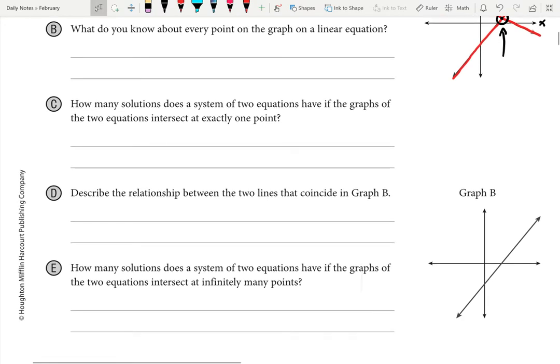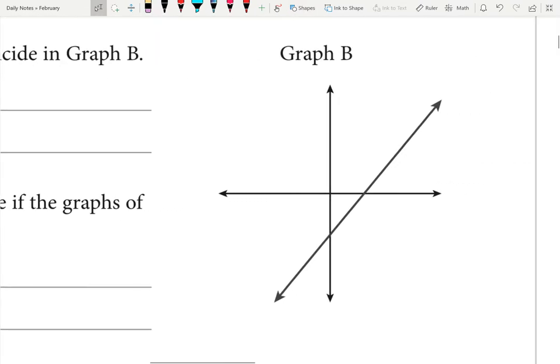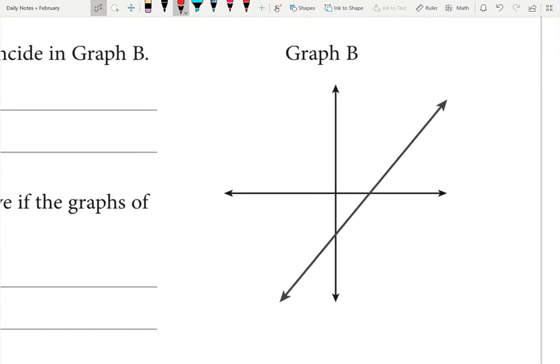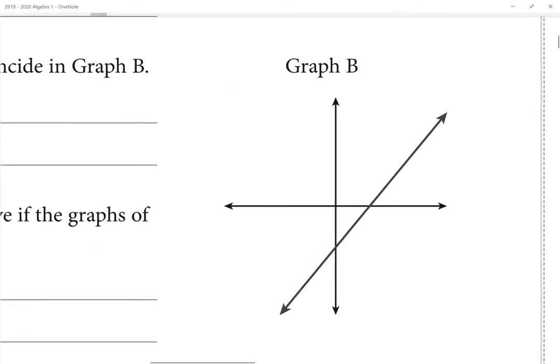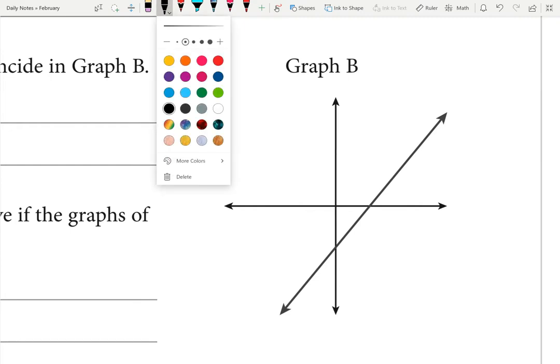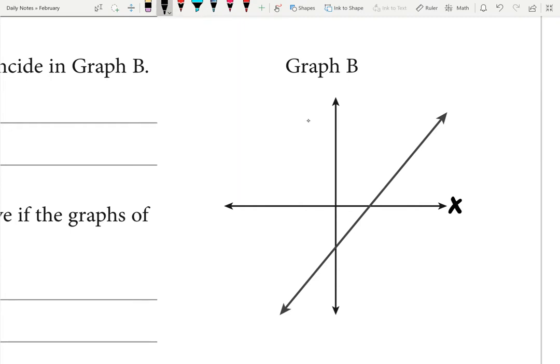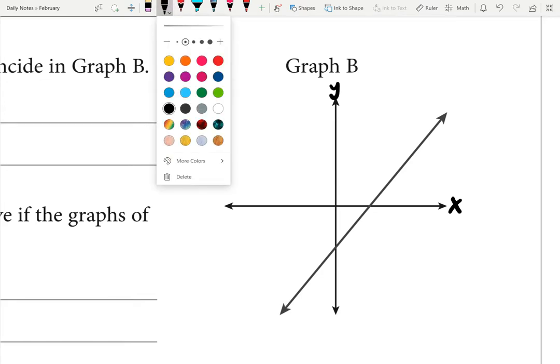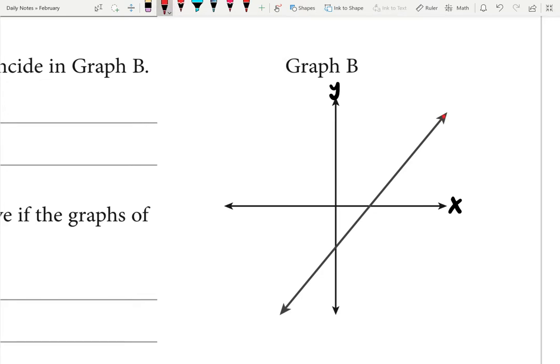Describe the relationship between the two lines in graph B. Now, here's the thing about graph B, it doesn't really give you all the information. But there are two lines here. Let me tell you what I'm talking about. So you still have your X and Y axis. We're not talking about these lines here, the X and Y axis. We're talking about this line. Now, to you, it looks like one line. And to me, it looks like one line because essentially it is one line.